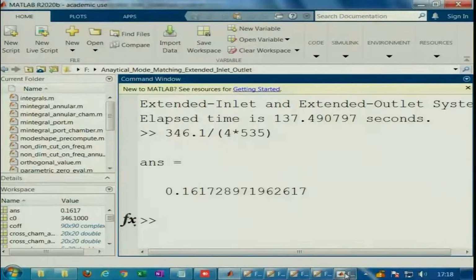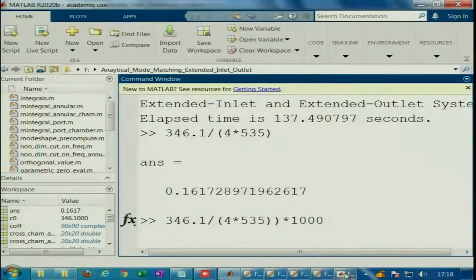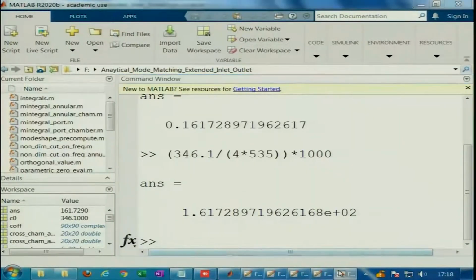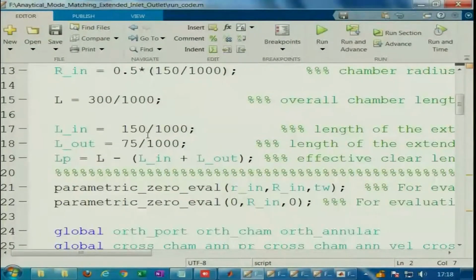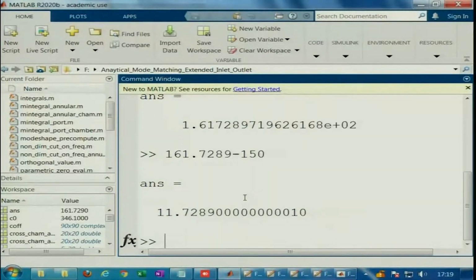Let me multiply this by 1000 to convert to mm. You get 161 as the effective length, but we chose the length to be only 150. The extended inlet, the quarter wave resonator, is behaving as if its acoustic length is increased to 161 mm. So, what is the difference between 161.7289 minus 150? Here now we have the 3D effects for the first time, we have 11.72. That is only for this case.